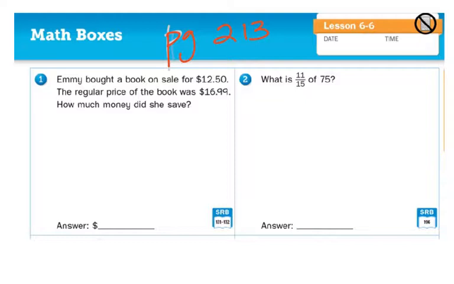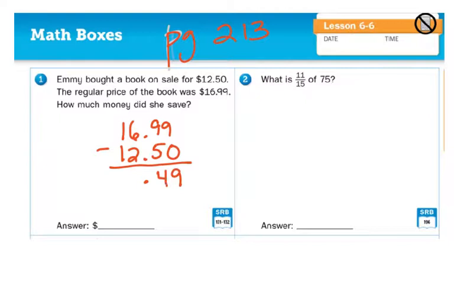So we're trying to figure out difference. So let's line up our decimals carefully. Bring that decimal point straight down and go ahead and subtract. 9 minus 0 is 9. 9 minus 5 is 4. 6 minus 2 is 4. So the answer is $4.49.